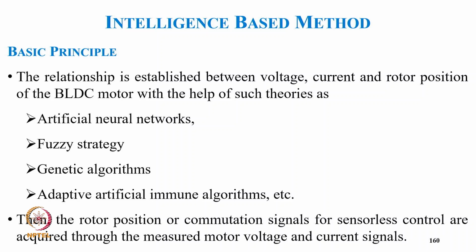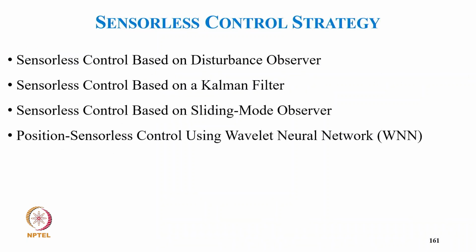So coming to the basics, the relationship is established between voltage, current, and rotor position of the BLDC motor with the help of theories such as artificial neural network, fuzzy strategy, genetic algorithm, adaptive artificial algorithm, etc. Then the rotor position or commutation signal for sensorless control is acquired through the measured motor voltage and current signal. So here I have different strategies: sensorless control based on disturbance observer, sensorless control based on Kalman filter, sensorless control based on sliding mode observer, and position sensorless control using wavelet neural network.